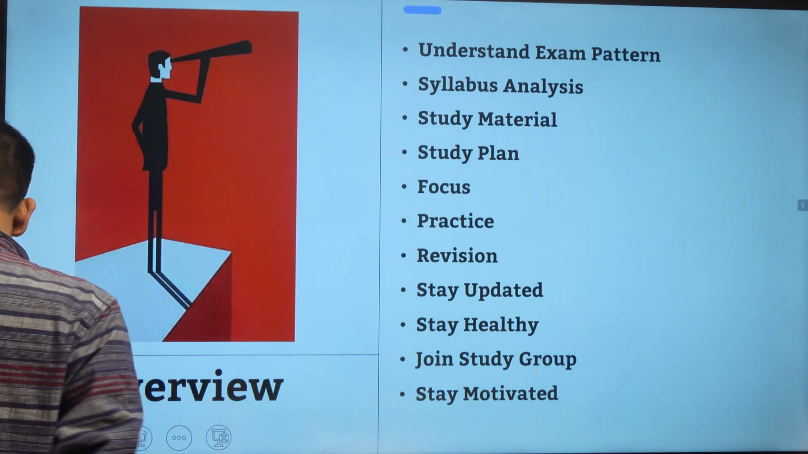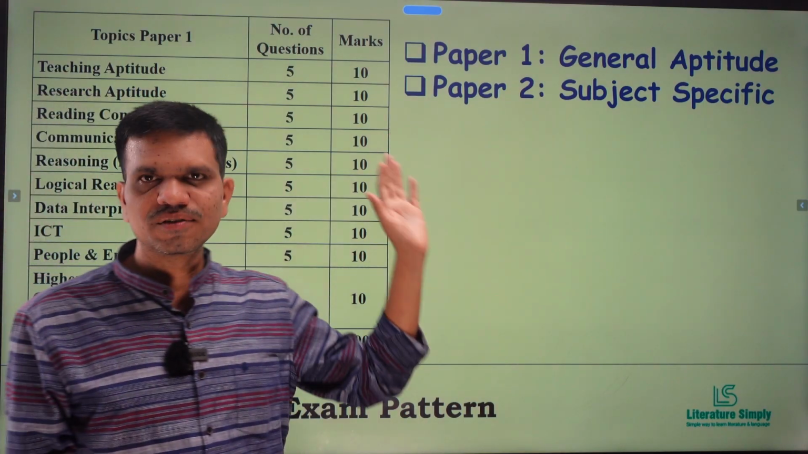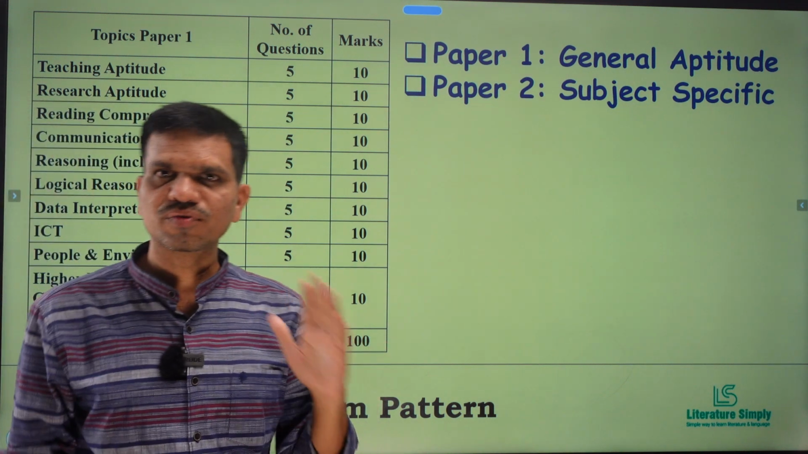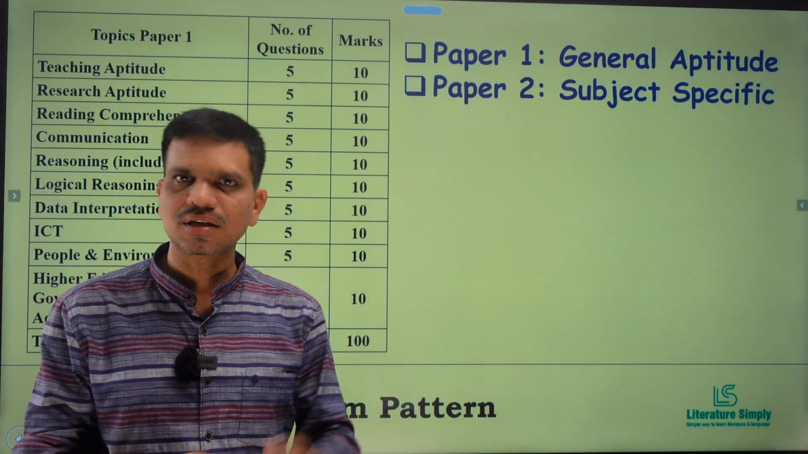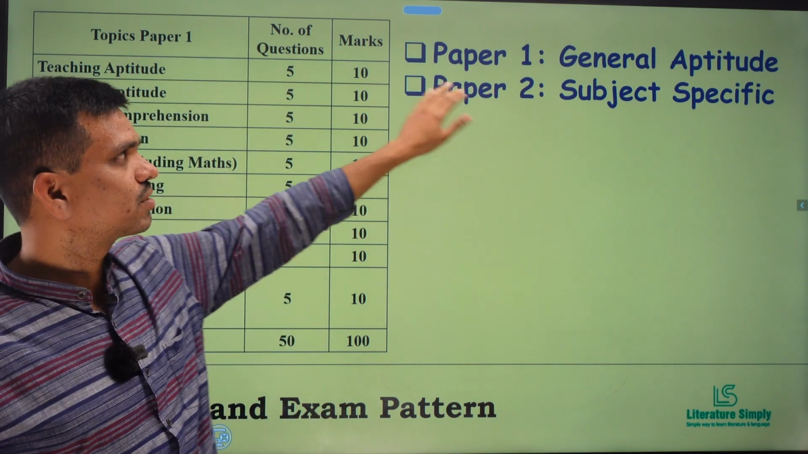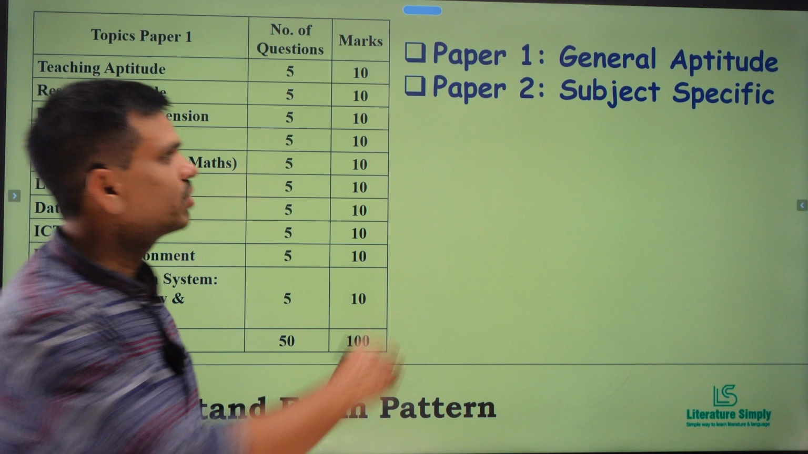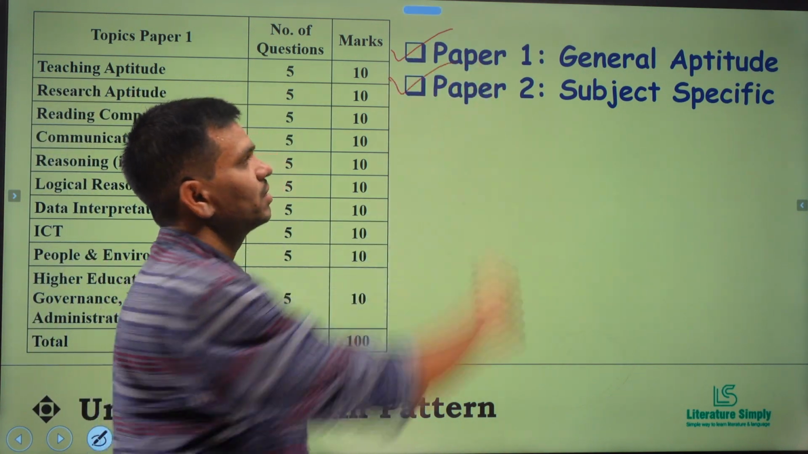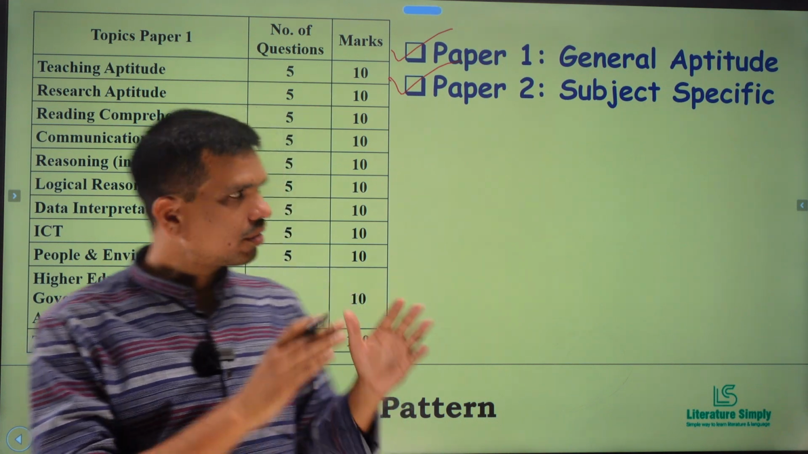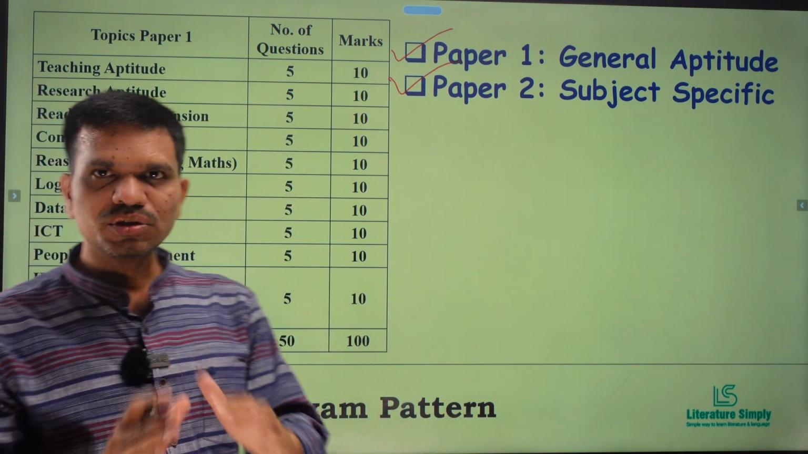Now, talking about the very first thing, which is understanding the exam pattern. So first you need to understand the exam pattern. For NTA UGC NET, you find there are two papers. The very first is general aptitude, and the second is subject specific, which means it is based on language and literature or any other subject in which you are studying.